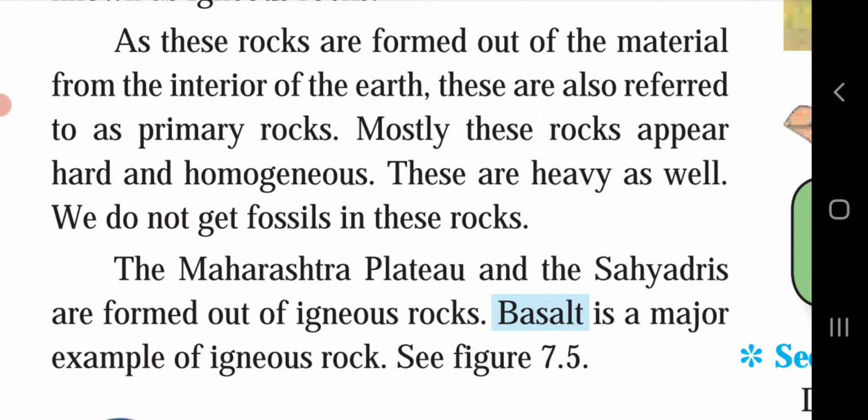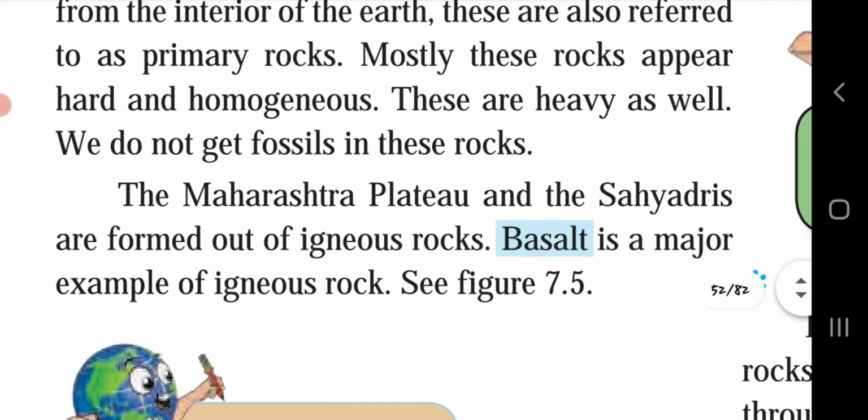These are also referred to as primary rocks. Igneous rocks are also known as primary rocks. Mostly these rocks appear hard and homogeneous. So igneous rocks are hard and homogeneous. These are heavy as well, and we do not get fossils in these rocks.